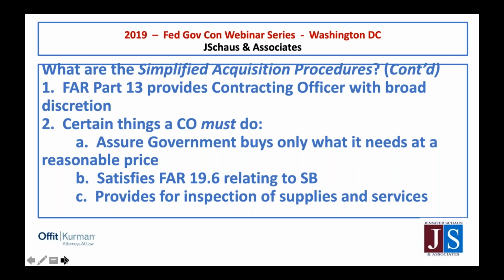If the contracting officer wants to eliminate an offer provided by a small business, it has to make sure that it satisfies FAR 19.6. Generally speaking, under these procedures, a contracting officer is supposed to consider all offers made or all proposals submitted. But if it does decide it wants to eliminate a small business from competing for a particular good or service, it has to engage the Small Business Administration as part of that process. And FAR 19.6 has been incorporated into FAR Part 13 to ensure that that happens.